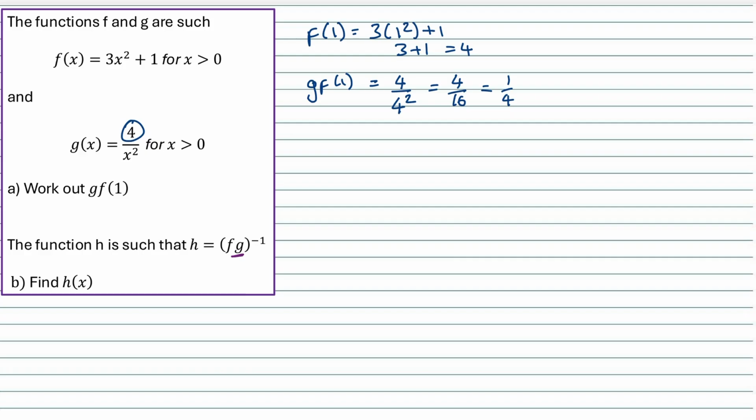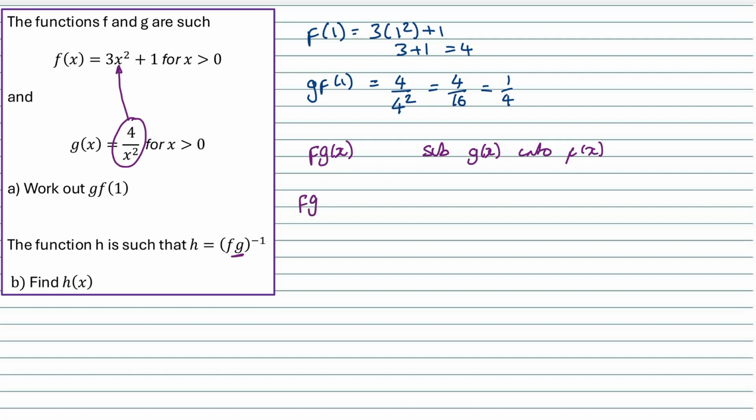For part B, to work out the inverse of fg, the first thing we need to work out is fg of x. Now this means we're substituting g of x into f of x. With function notation, we start on the inside and we work our way out. So we're substituting g of x into f of x.